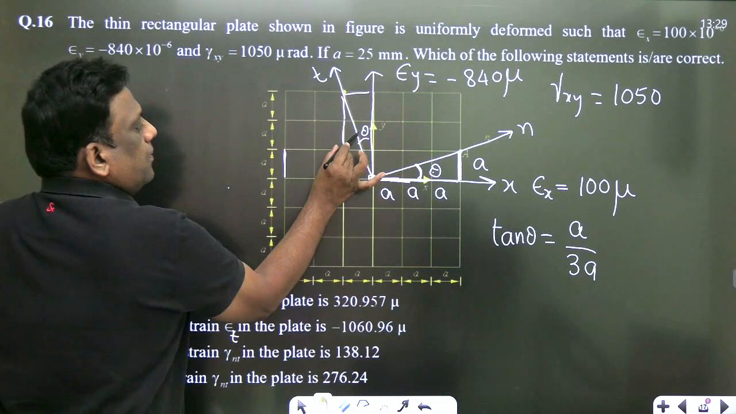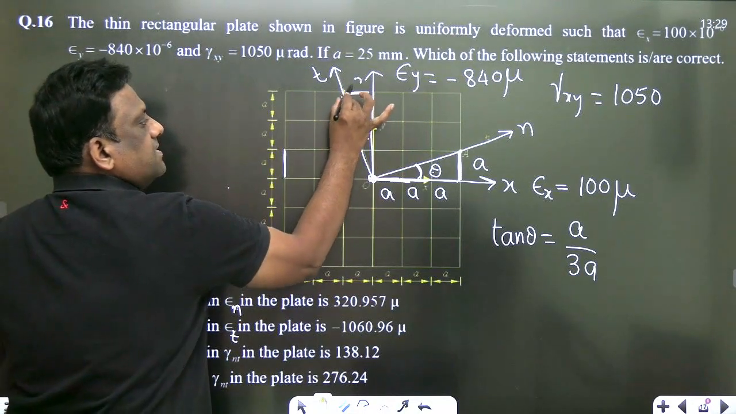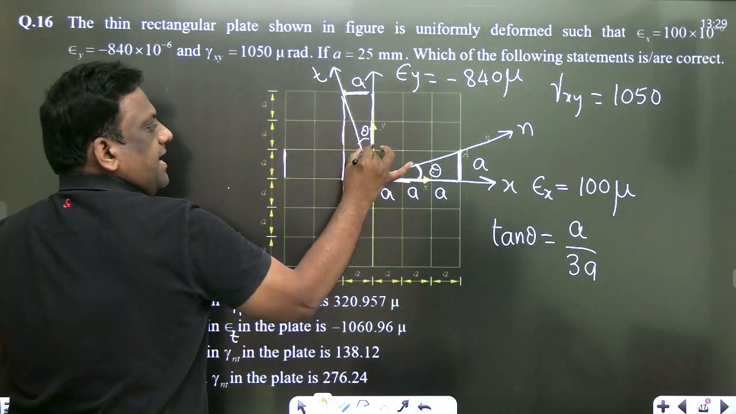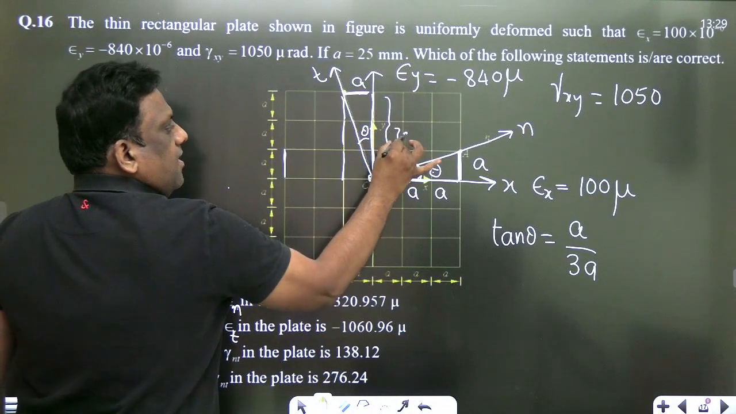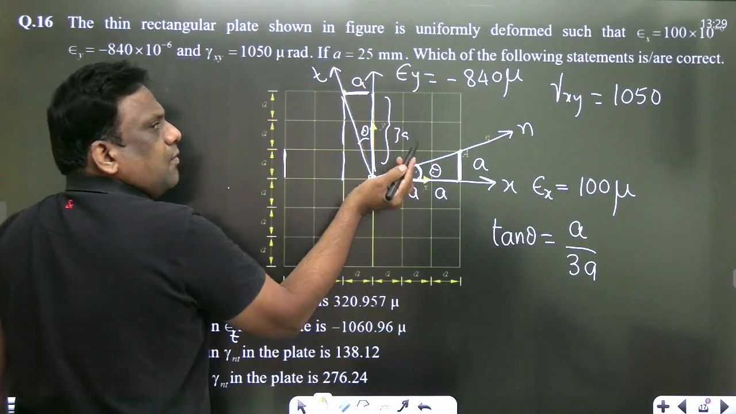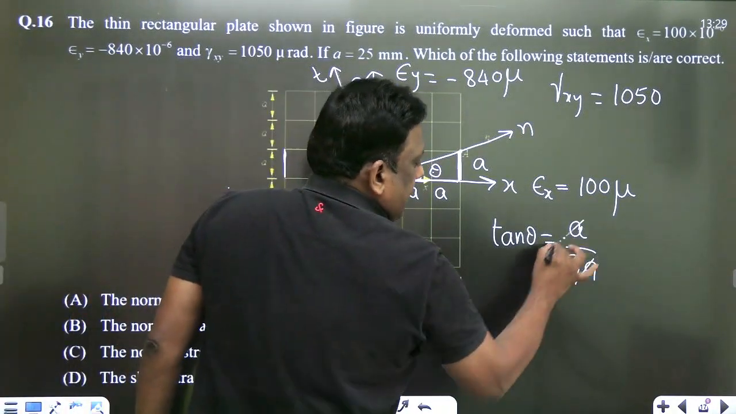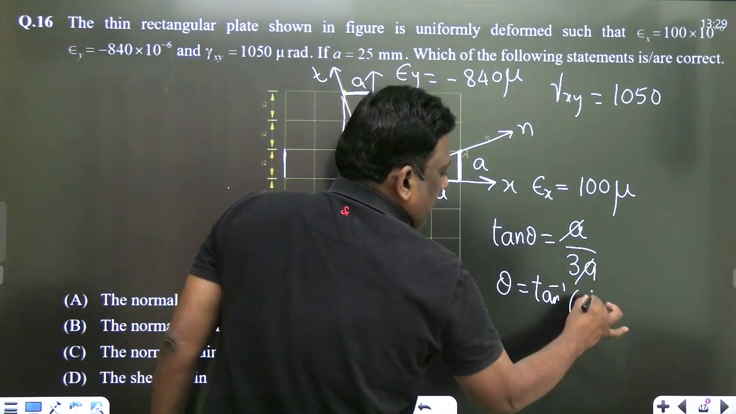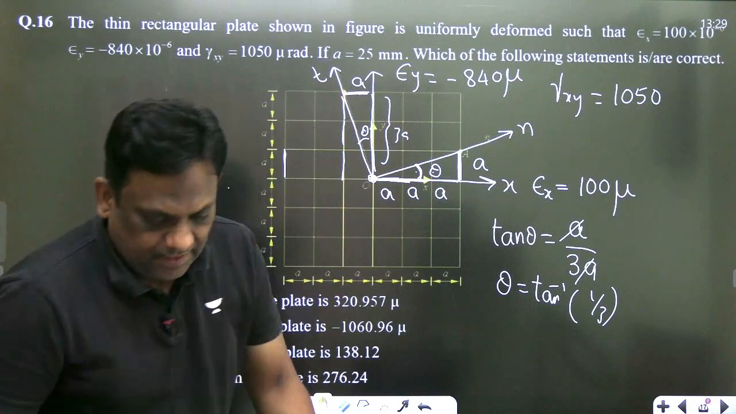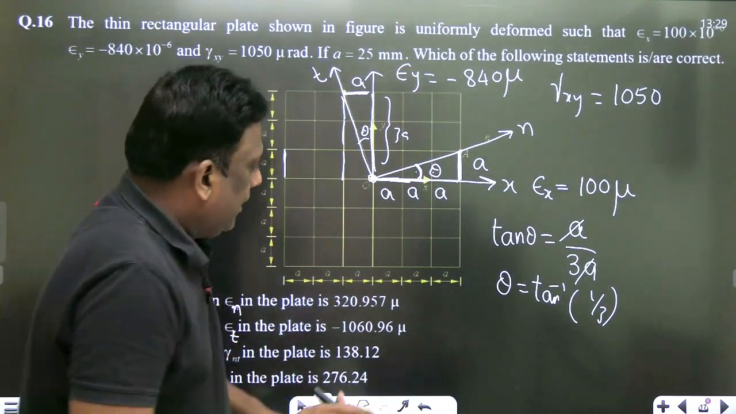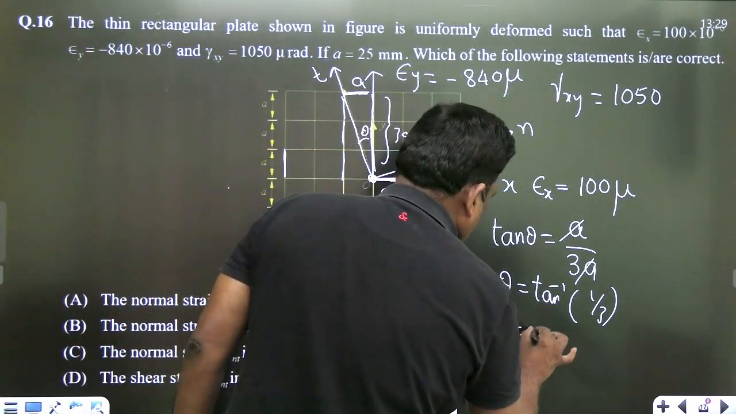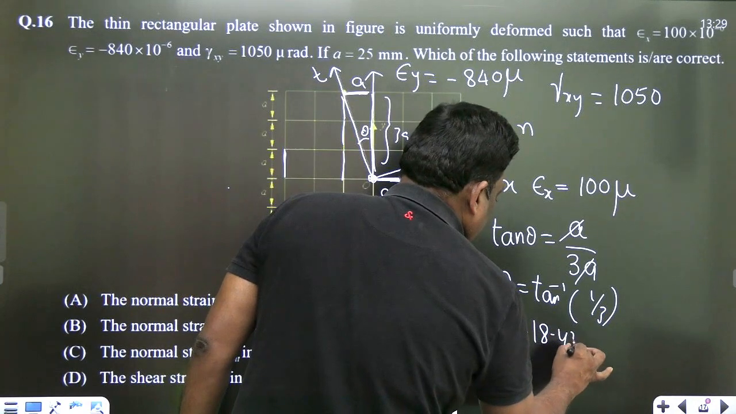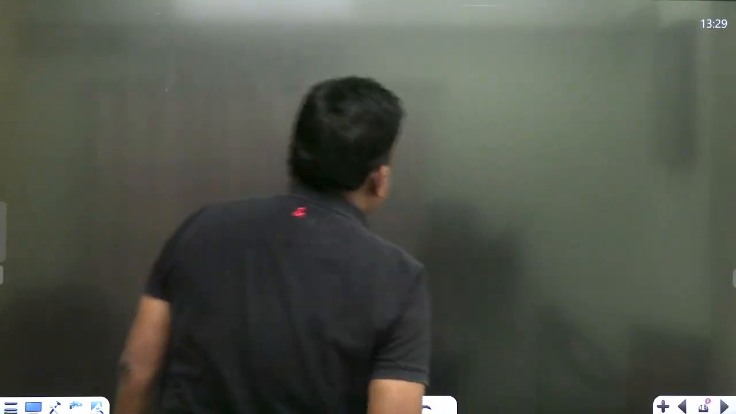Or you can also calculate this. Tan theta is opposite, this is A, and adjacent is A plus A plus A, total 3A. Whether you calculate this theta or this theta, it is the same. So this A cancels out. Theta is equal to tan inverse of 1 by 3. Let me see what is the value of theta. Let us see once. 18.435.